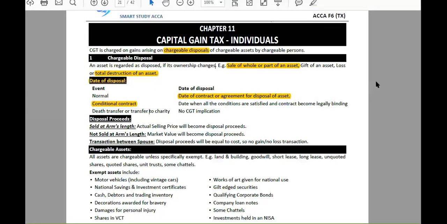So if the contract for the disposal is a contingent contract, it will become legally binding on the date on which all the conditions are satisfied. So for contingent contracts, we need to wait for the conditions to be satisfied. And the date on which all the conditions are satisfied, that date will be the date of disposal, the date of sale for the seller, and the date of purchase for the purchaser.